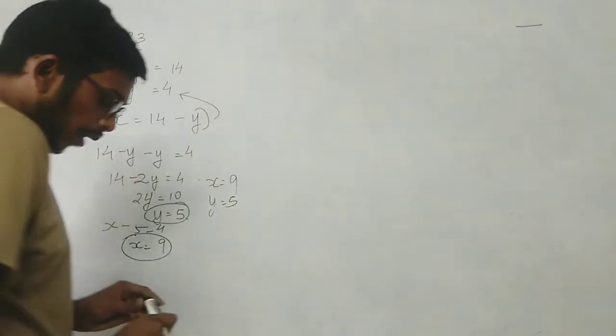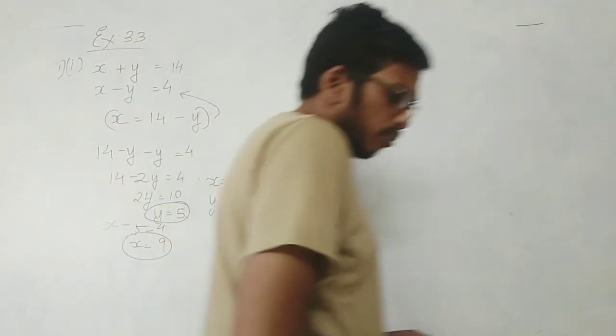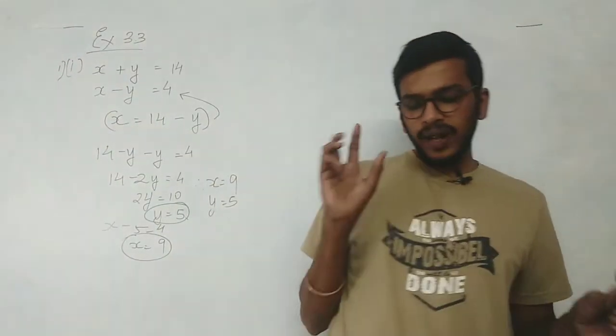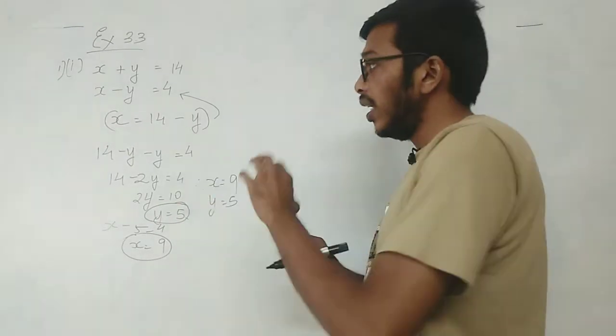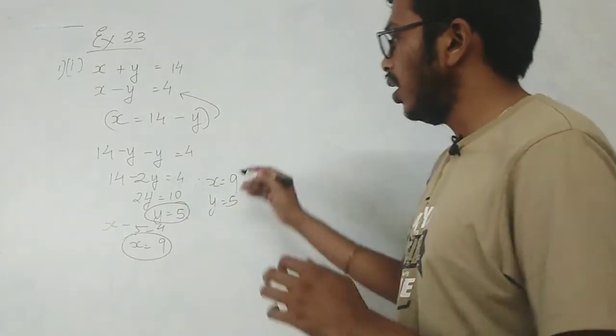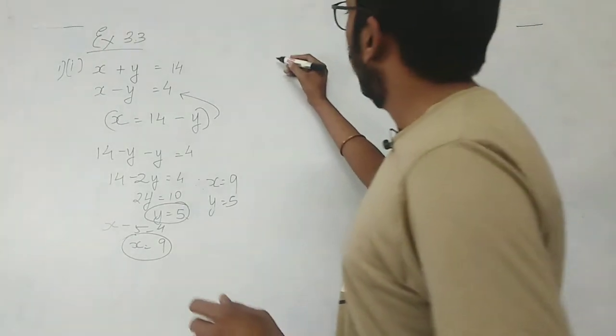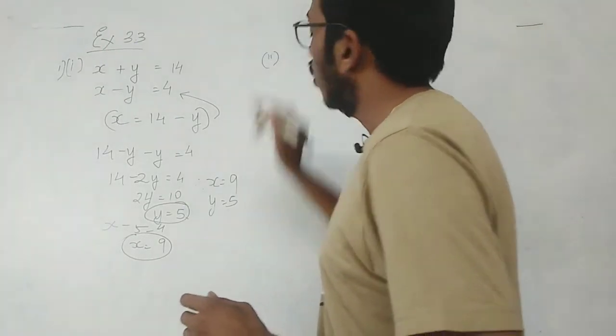This is how I need to substitute. It's substitution because I'm getting a value of x in terms of y, and I'm substituting that value of x in the other equation to get the values. So that I got the values here. That's it. Now let's get to the second subdivision.